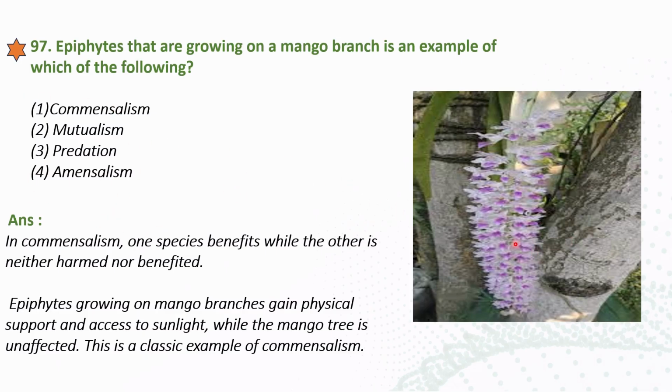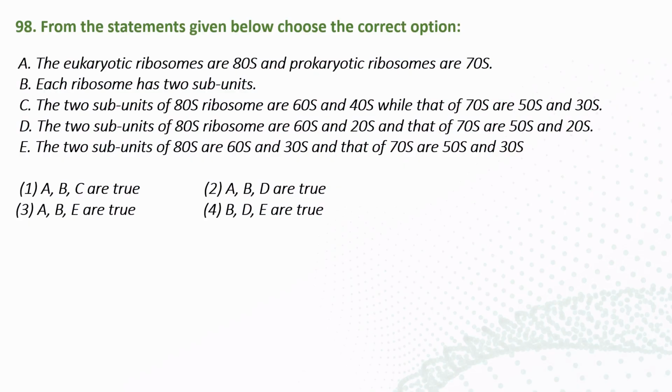Commensalism means one species normally benefits while the other is not harmed or affected. Here this orchid is developing on the mango tree, means it is benefited and the mango tree is not harmed by this. So that's why this is known as commensalism. So option A is correct here. Commensalism is a process through which the epiphytes growing on the mango branch is an example. If we move on to the next question, from the statements given below choose the correct option.